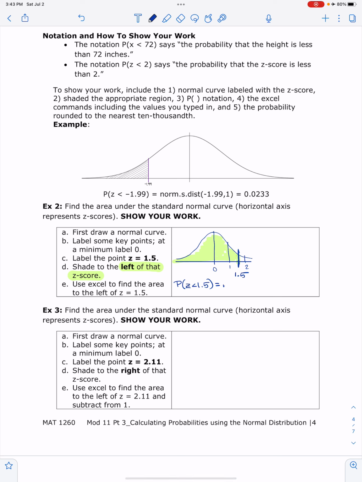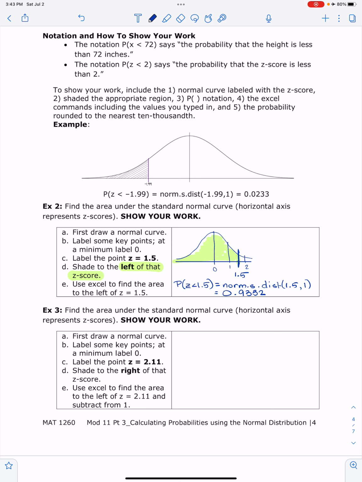Here is my Excel command, norm.s.dist, of my z-score, 1.5 and 1, there's my cumulative. And then we're going to round correctly to 4 places, 0.9332. If you have not done so already, this would be a good place to pause, try example 3, or wait till the next page to practice.